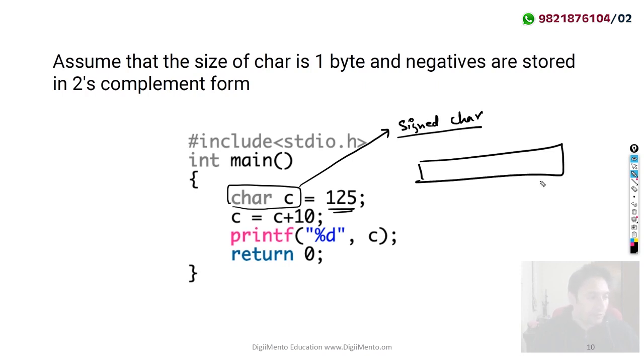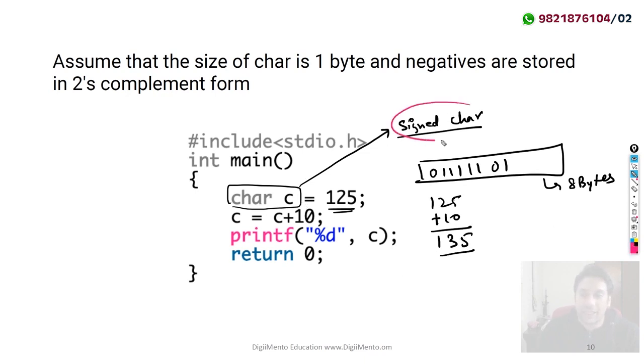So in a 1 byte character we have 125, and what will this 125 be? It is going to be 1111101, which is a total of 8 bits. Now if I add 125 plus 10, the value is going to be 135. But if you see the range of a signed character, it is -128 to +127. This is the range.